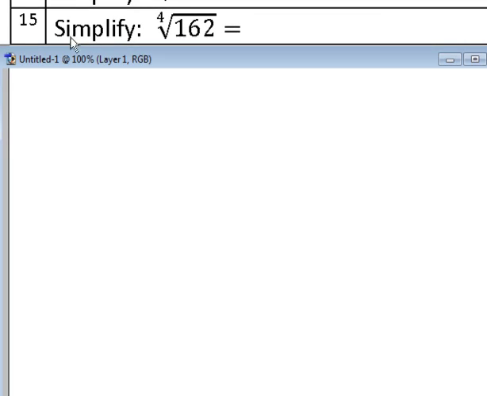Okay, number 15, we want to simplify the 4th root of 162. So we want to factor this into something that's a 4th power times something else. So let's think about the 4th powers that we know. We have 2 to the 4th is 16, and 3 to the 4th is 81. And that's about it. Those are the only two that seem to come up in examples.